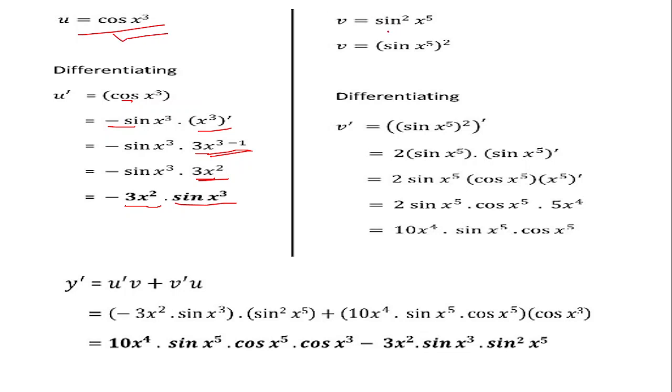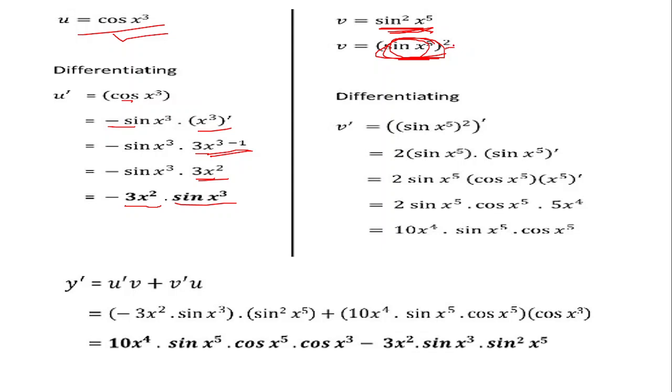Same way, sin square of x to the power of 5 is there. See, this type of problem I can write sin square as sin of x to the power of 5 whole square. So I need to differentiate this. While differentiating this type of problem, you need to consider the complete term as x. So sin of x to the power of 5 whole square.